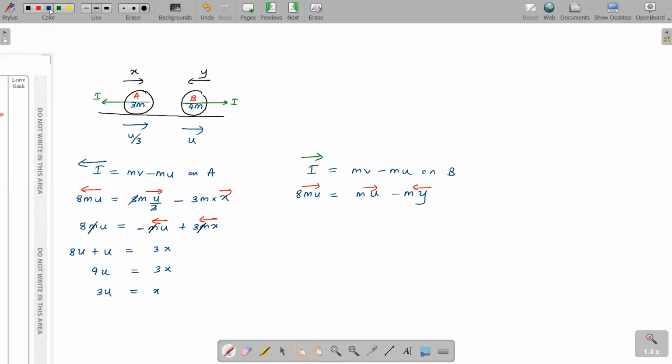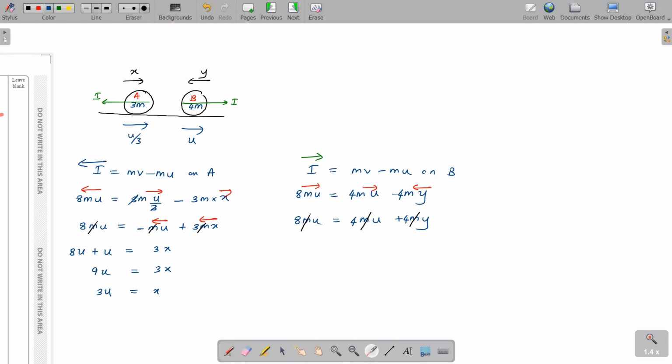So I get here 8mu, and then I need to change this direction. When I change the direction, I get another negative, which makes it positive my. Do you agree with me? So m will cancel out, right? Sorry, I think I used my mass wrong. Mass of B is 4m. Actually, mass of B is not just m, but 4m. So this is 4mu, this is 4my. I hope you guys saw that mistake. The mass of B should be 4m. Don't just use m here. For A also I used 3m. Mass of B is 4m.